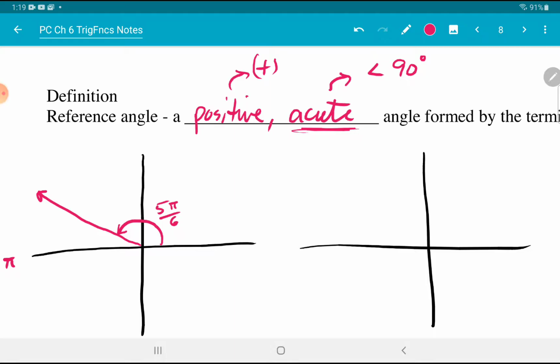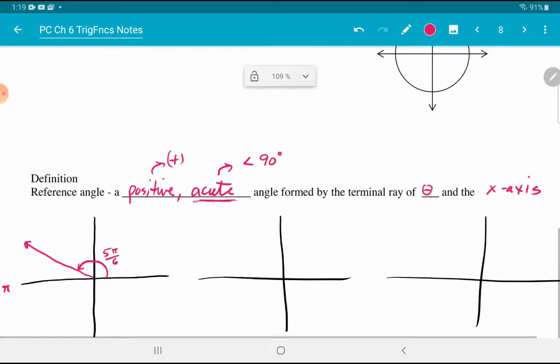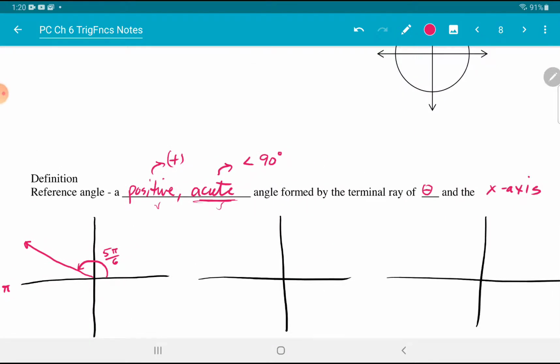Now, if we want to find its reference angle, keep in mind our definition is we're finding a positive acute angle formed by the terminal ray of angle theta and the x-axis. The terminal ray meaning the red line that we've already drawn here, and the x-axis. So if our x-axis is right here, then the reference angle has to be an acute angle. You have three choices here. Is it angle 1? Is it angle 2? Or is it angle 3?